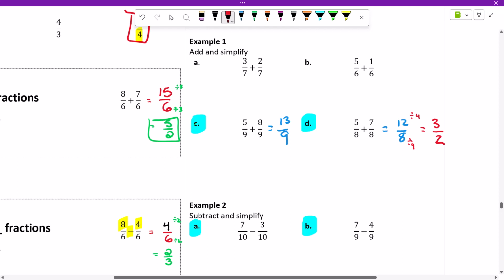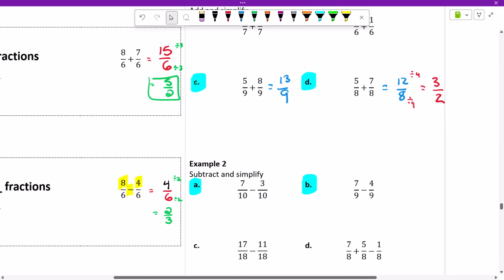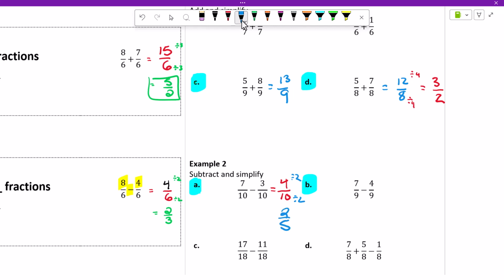All right. So now these two. The denominator is 10. What should be the top number? 4. What can we divide by? 2. Divide by 2, we get 2 over 5. All right, bottom doesn't change. 7 minus 4, what number do we get? 3. Can we divide by anything? 3. Yeah.